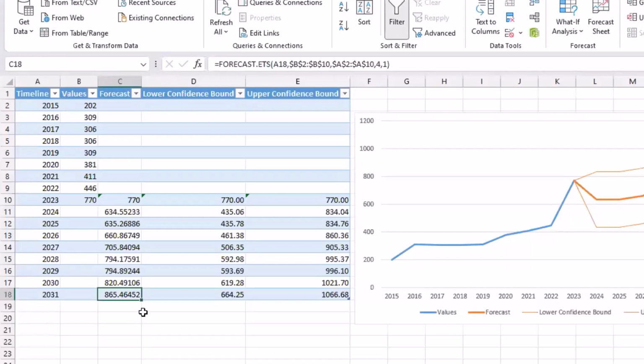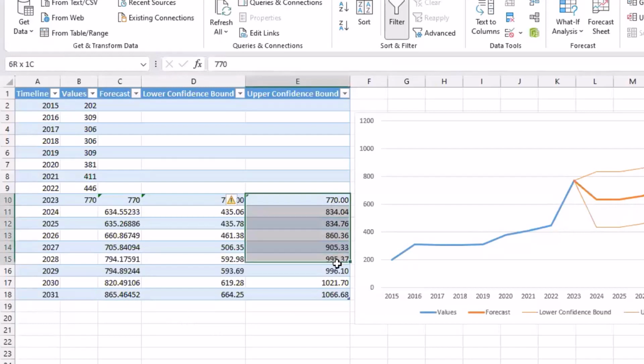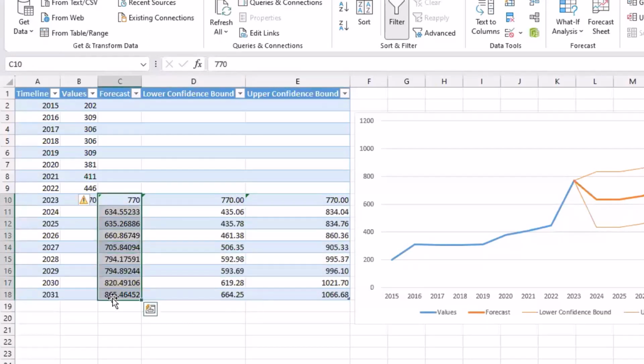Sometimes, some people always say it is better for you to overprice than to underprice, because there is no consideration for underpricing. All right. So some other persons might choose to use the upper confidence bound instead of the middle forecasted value. So this is how you can be able to make forecasts.